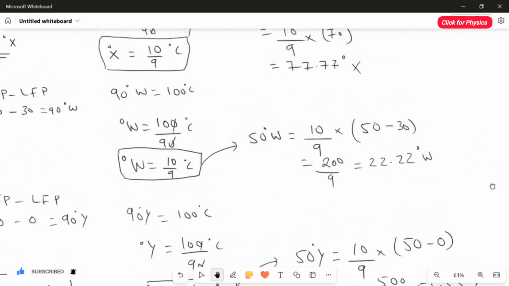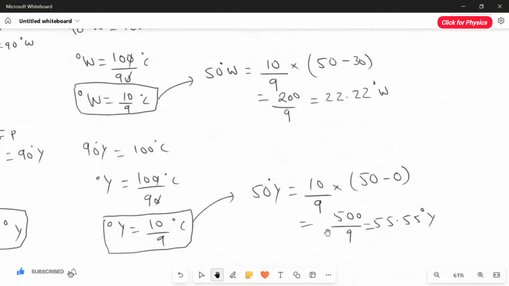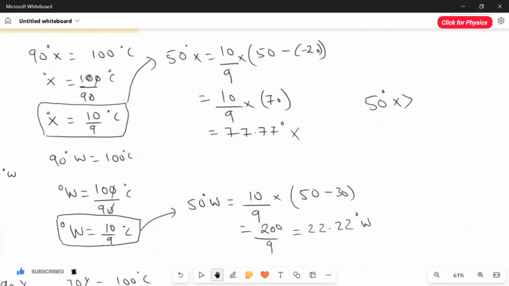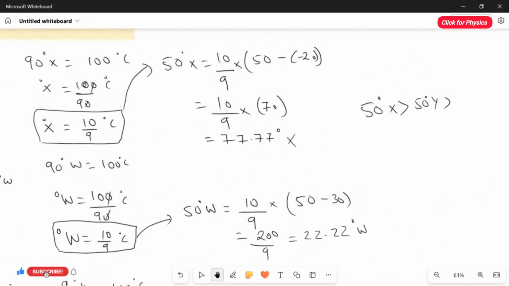So which one is the greatest? 50 degrees X is greater. The second greatest is 50 degrees Y, which takes the value 55.55, and the third is 50 degrees W, at 22.22. So this is the order from the greatest value. This is the answer for the second part. Clear? That's it. Thank you.